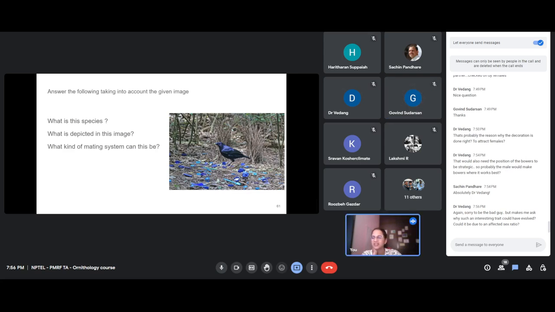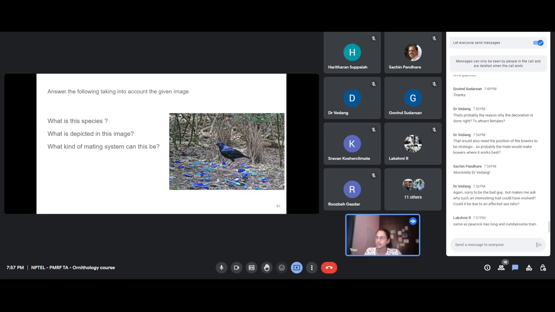Yeah, that's exactly what Sachin brought up earlier. I have no idea, but in my opinion, a first-time breeder bird would have less experience than a bird that is breeding for the second time. So she might have a better idea of what she would choose as a successful male or not. But yeah, no idea.